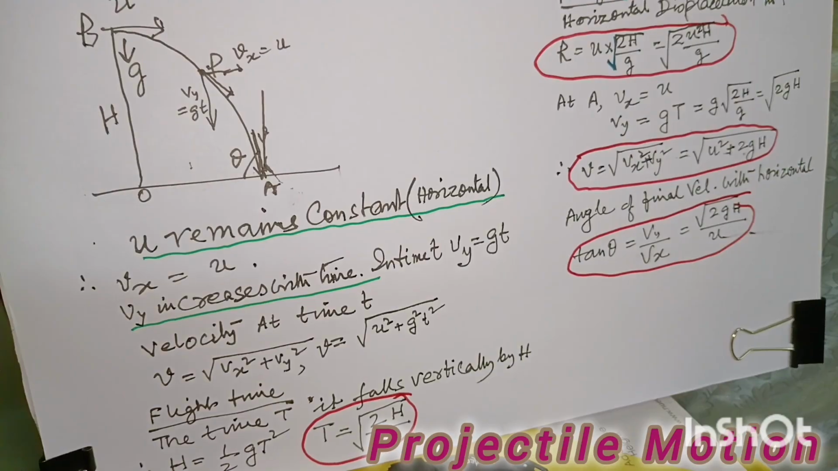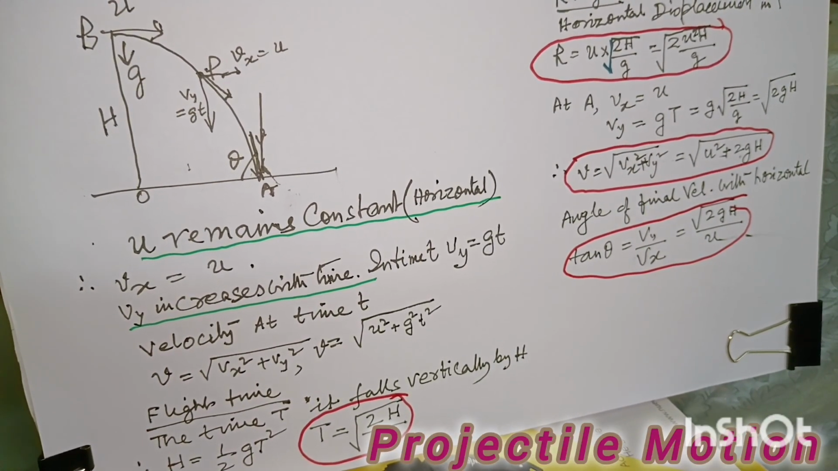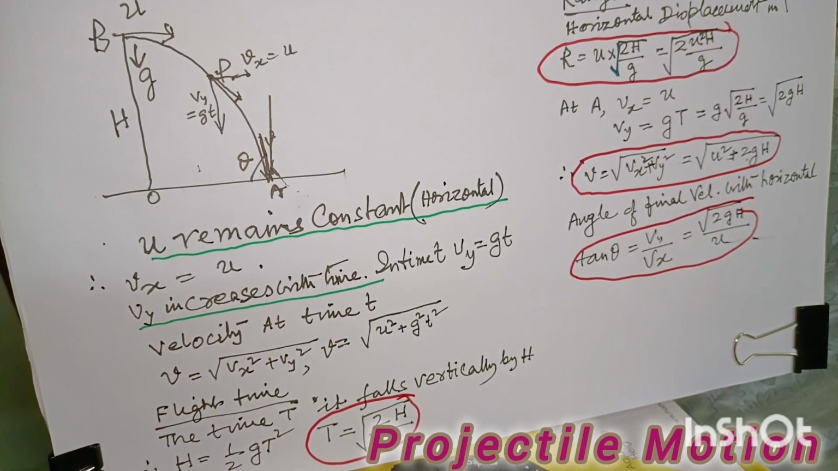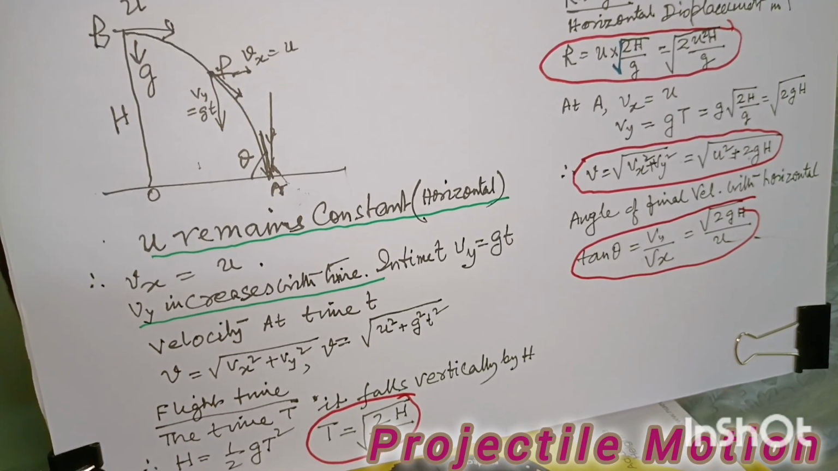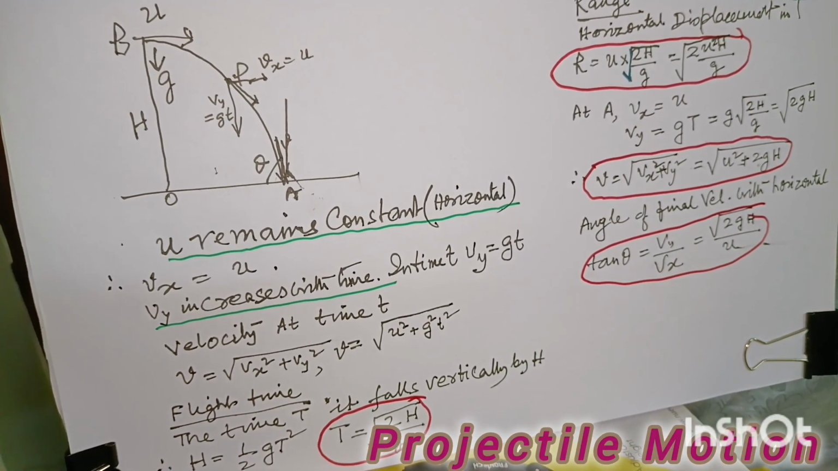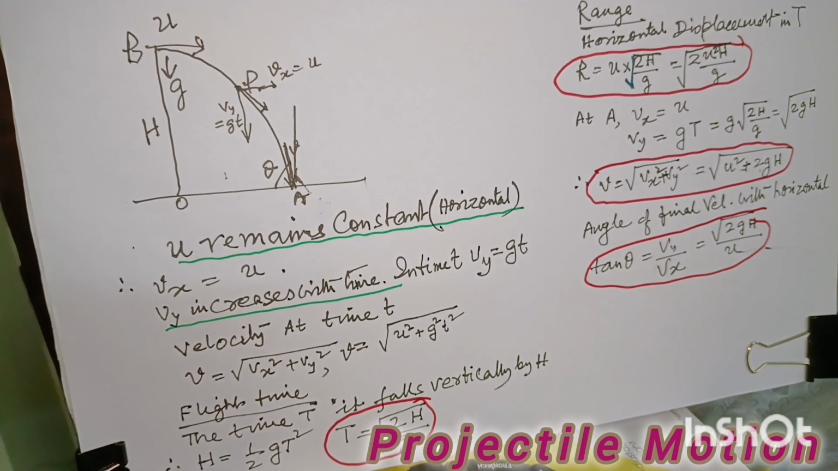So at any time, if I ask what is the velocity of the projectile at time t, then v will be root over Vx square plus Vy square, or v will be root over u square plus g square t square, because Vx is u, Vy is gt.